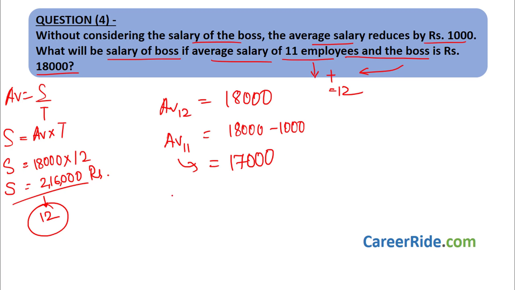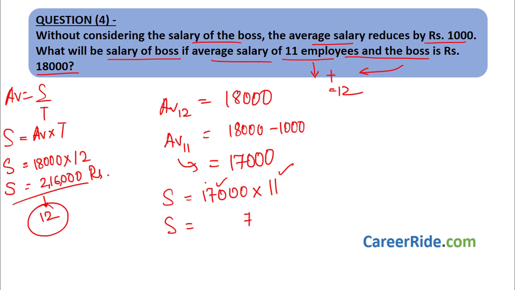So what is the total amount of money, or total amount of salary, for these 11 people? The total sum of salary for these 11 people would be average into total. Total people are 11 because we are not considering the boss over here. So we have 11, plus the average has also decreased by 1000 over here. Please remember, right? So what will we get?